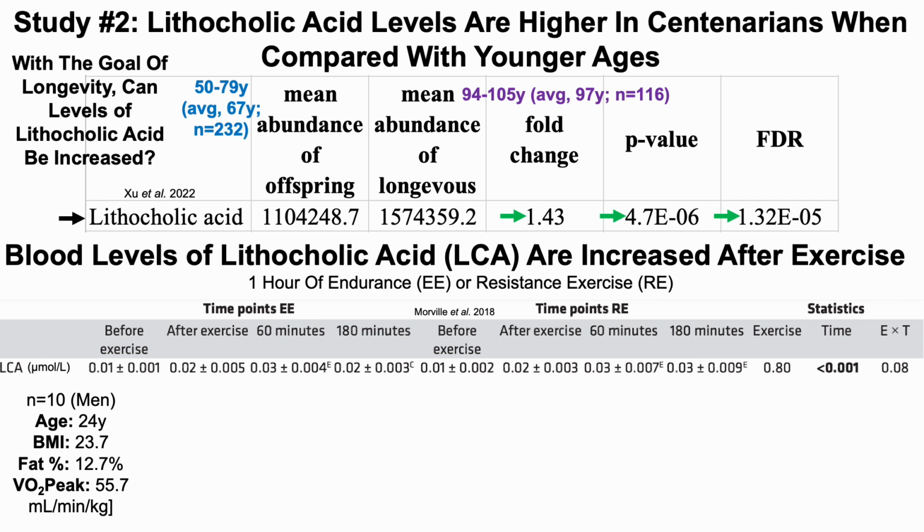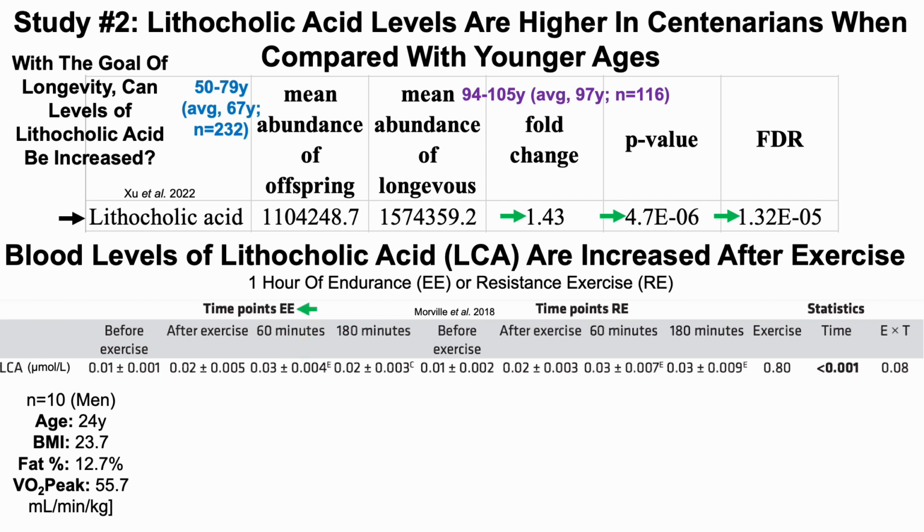So this was young men, 24 years old, lean, with a BMI of 23.7, so not overweight or obese. And when I say lean, we can see by the body fat percentage was 12.7%, which is lean. And these were fit subjects that had a VO2 peak of 55.7. So these are not average fitness people. This is a relatively high level of fitness.